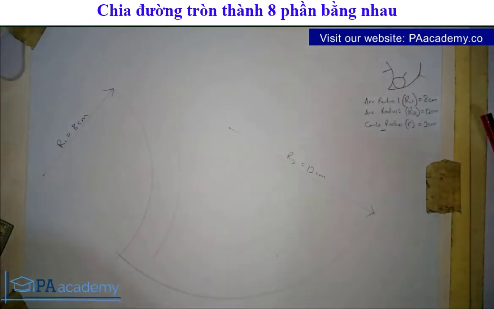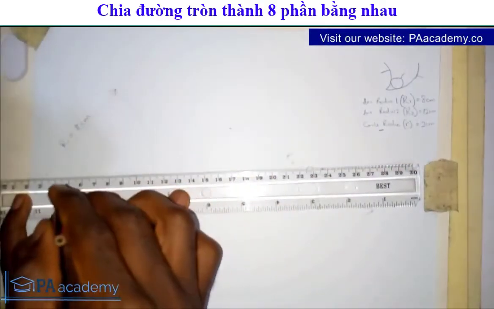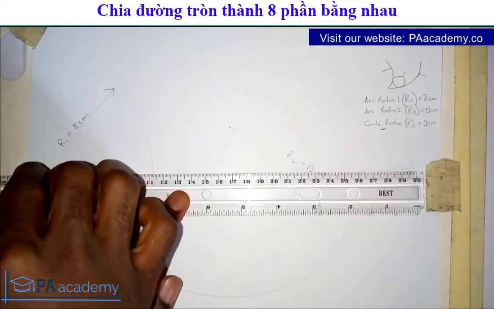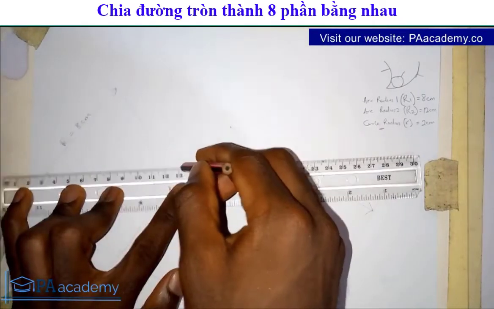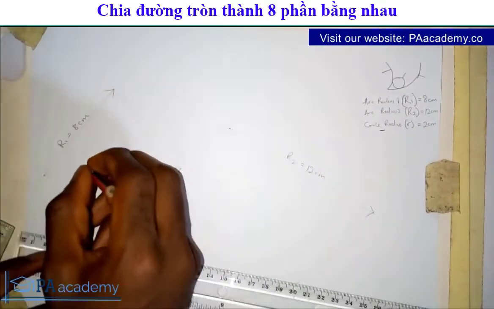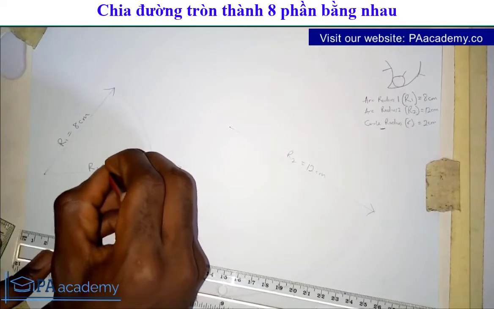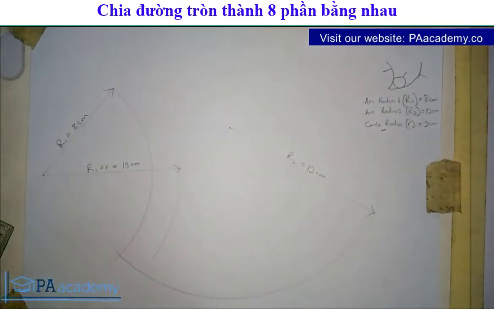So let me indicate. So from the point you draw the arc to the arc itself, this is R1 plus R, that is 10 centimeter. So I'm writing all these figures so that you don't get confused.